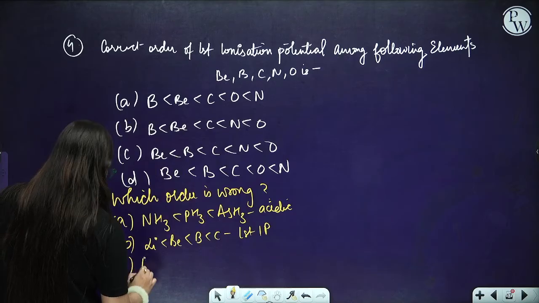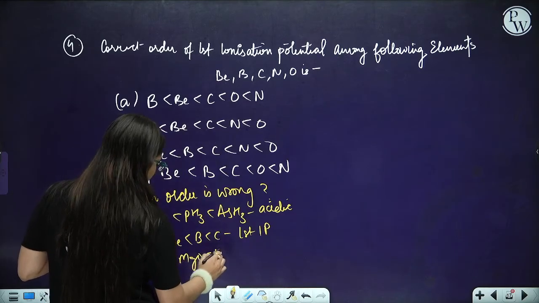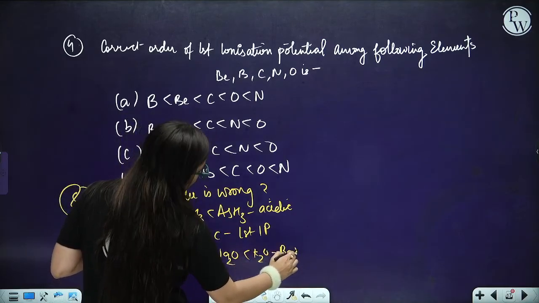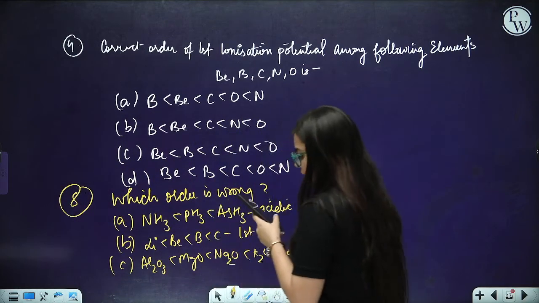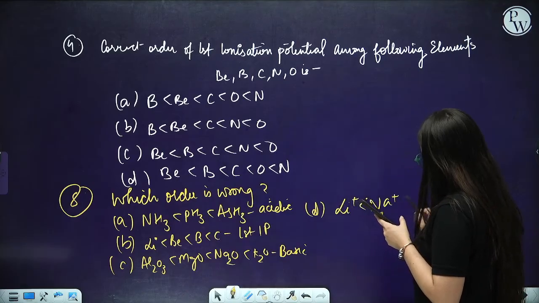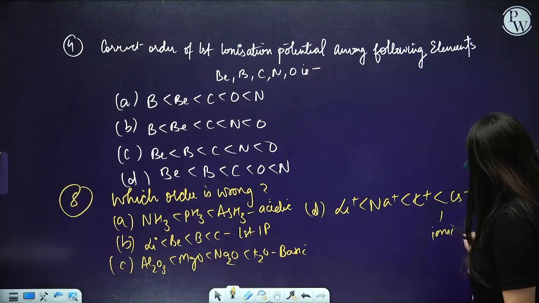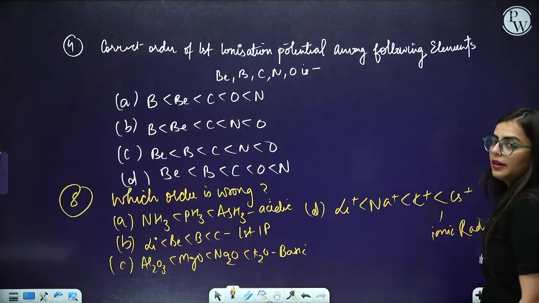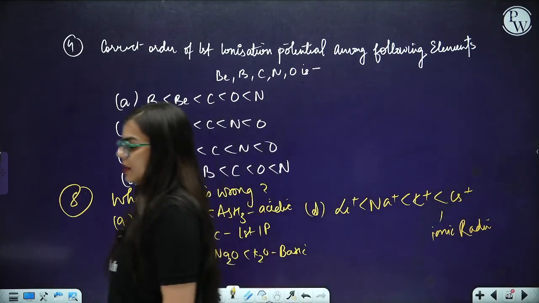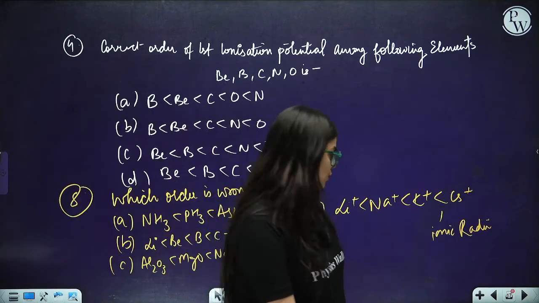C, Al2O3, MgO, Na2O, K2O, basic. And D option is Li positive, Na positive, K positive, Cs positive. Ionic radii. Yes, everybody, please write it down. Clear, everyone? So these 5 questions are your homework, students.